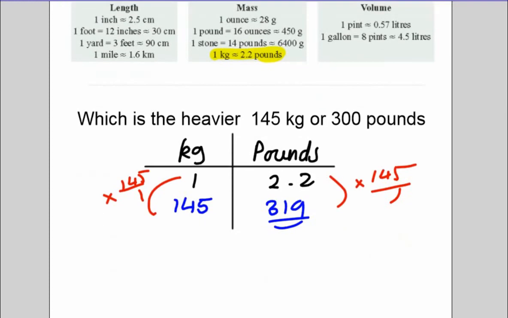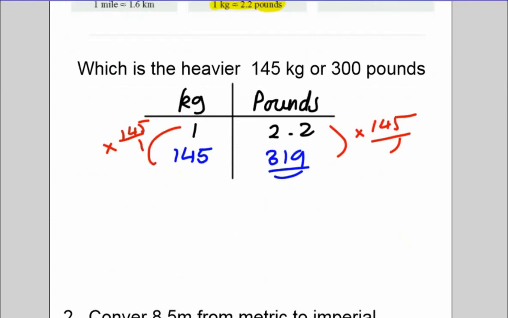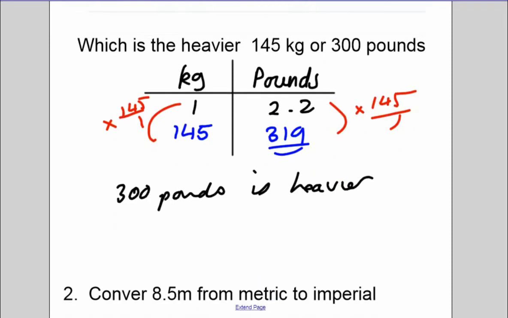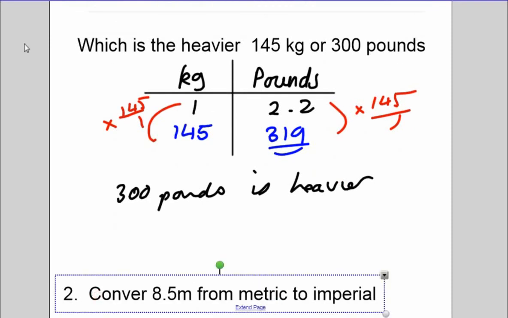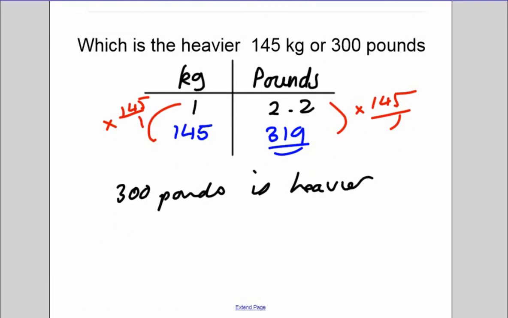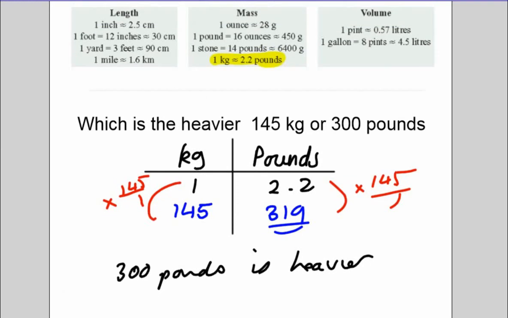Now, in a question like this, we can't just leave it like this. We would then have to write which is heavier. 300 pounds is heavier. And lastly, oh no, don't worry about that. That was the last bit. That was a question carried on from slightly earlier in the show.